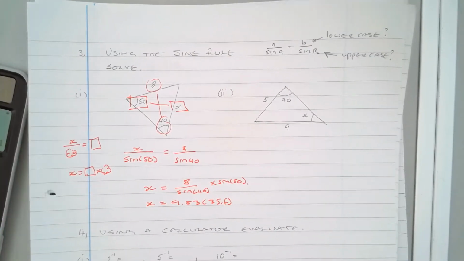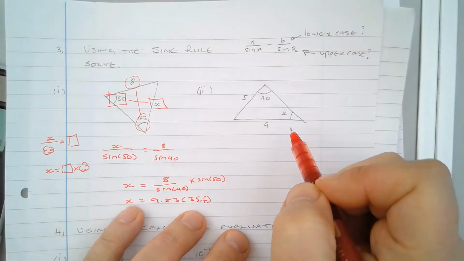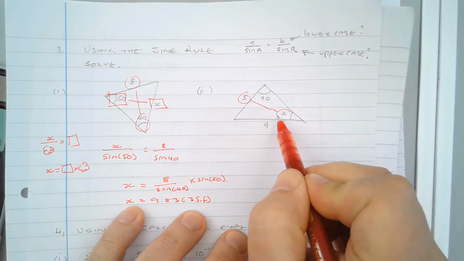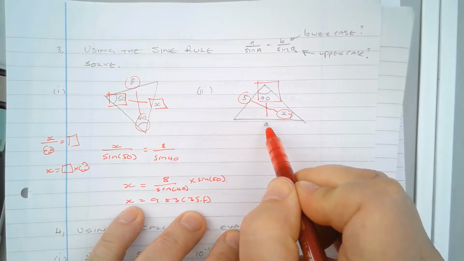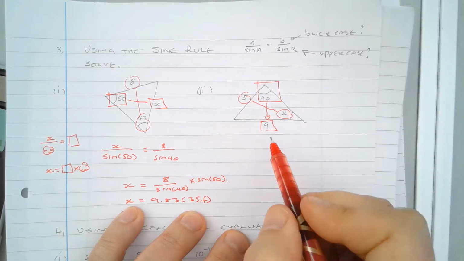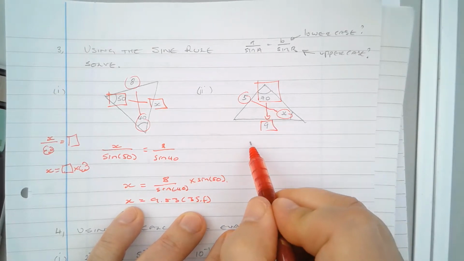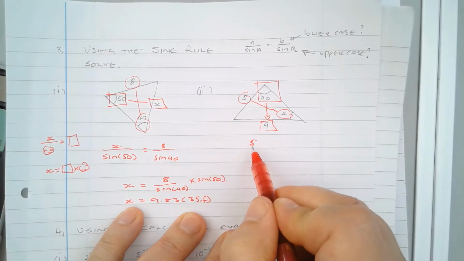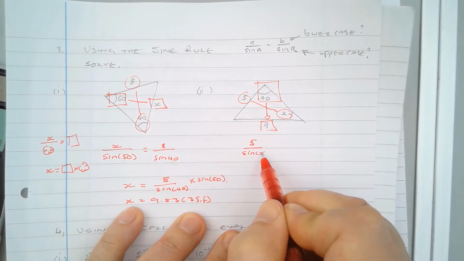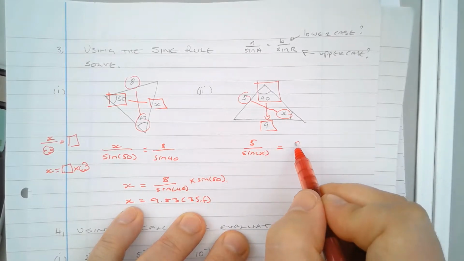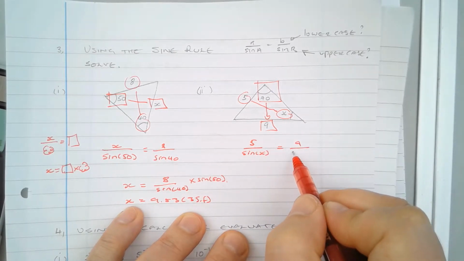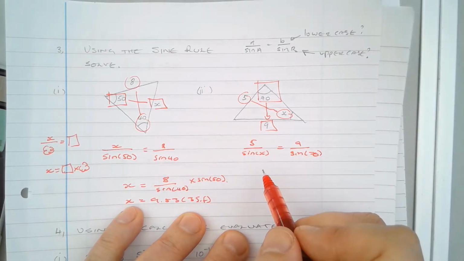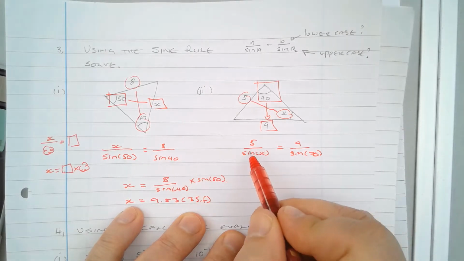Okay, and now we've got another question. This time it's a bit trickier because it's the angle that's missing, but still I can see that that matches with that, and this matches with this. So I'm going to go side over sine 70, so 9, actually let's keep with this, was 5 over sine x. 5 over sine x is equal to 9 over sine 70. Oh dear, the x is at the bottom. Well, what I can do is flip both sides.